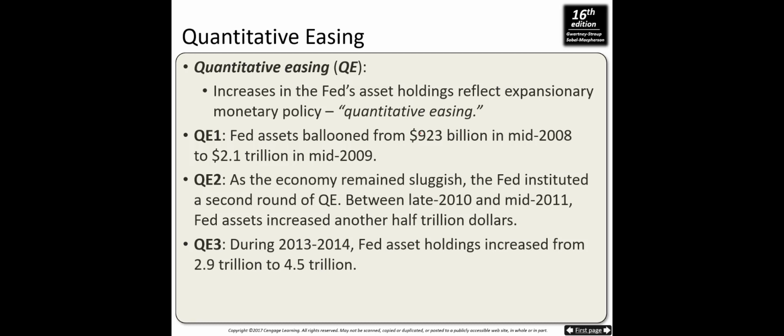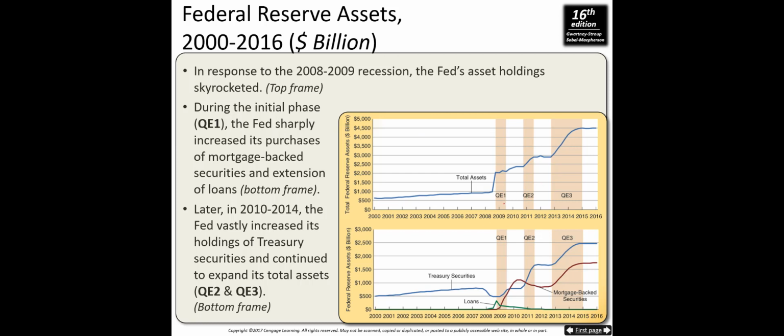This increase in the Fed's asset holdings under quantitative easing reflects expansionary monetary policy. Quantitative easing 1: Fed assets increased from $923 billion in mid-2008 to $2.1 trillion in mid-2009. Quantitative easing 2: as the economy remained sluggish, the Fed instituted a second round of quantitative easing. Between late 2010 and mid-2011, Fed assets increased another $500 billion. And the third round, during 2013 and 2014, saw Fed asset holdings increase from $2.9 trillion to $4.5 trillion. You can see here the periods of quantitative easing 1, 2, and 3 on the screen.